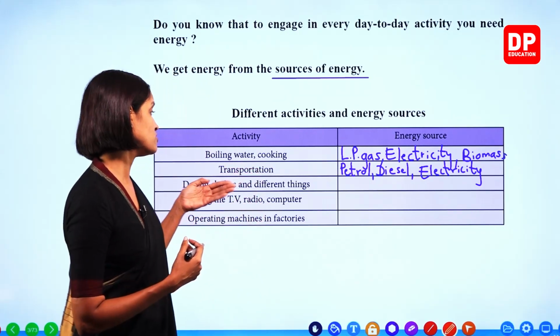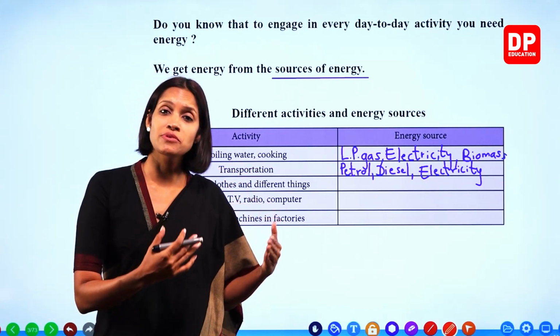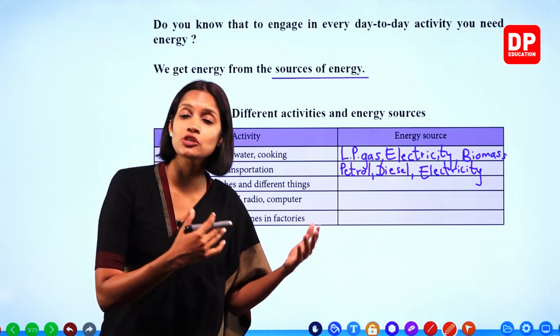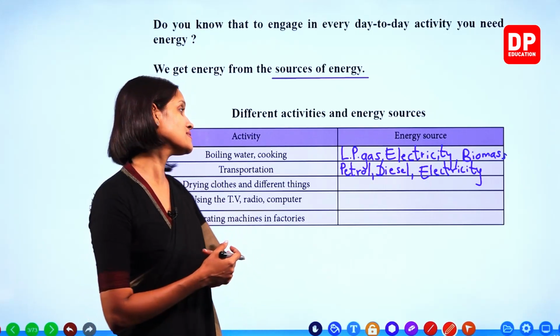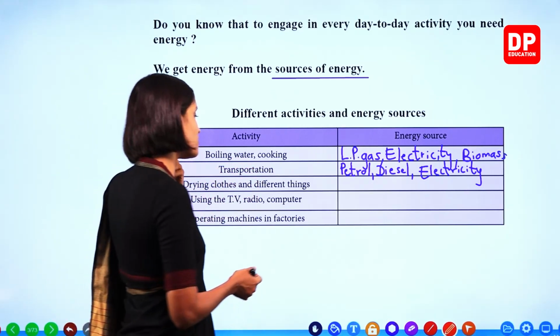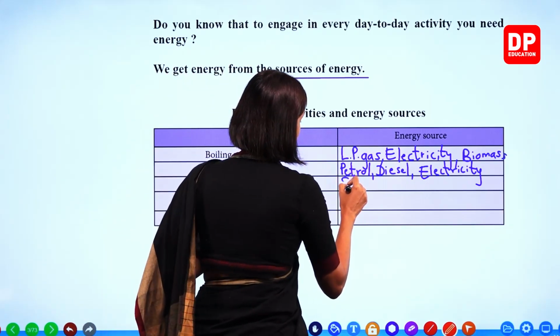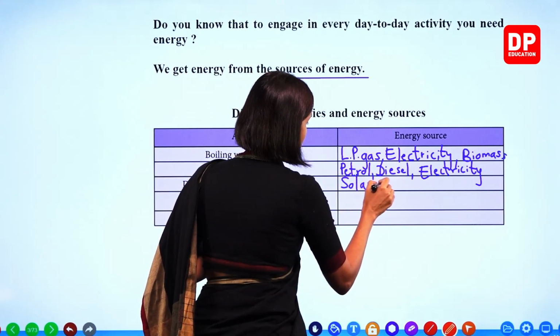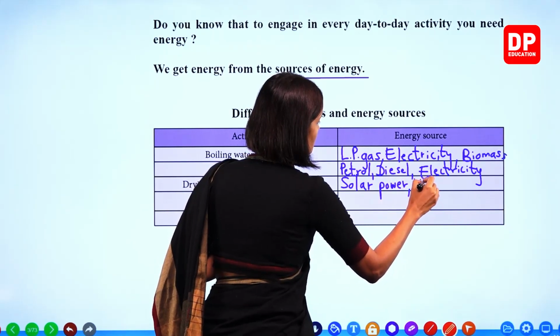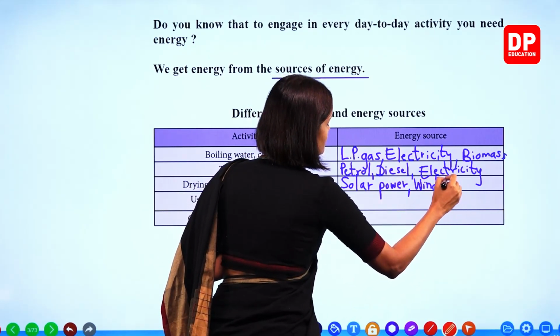Sometimes when we dry clothes, we use electric cloth dryers, so electricity is also correct. Drying clothes and different things: solar energy or solar power, wind, electricity.